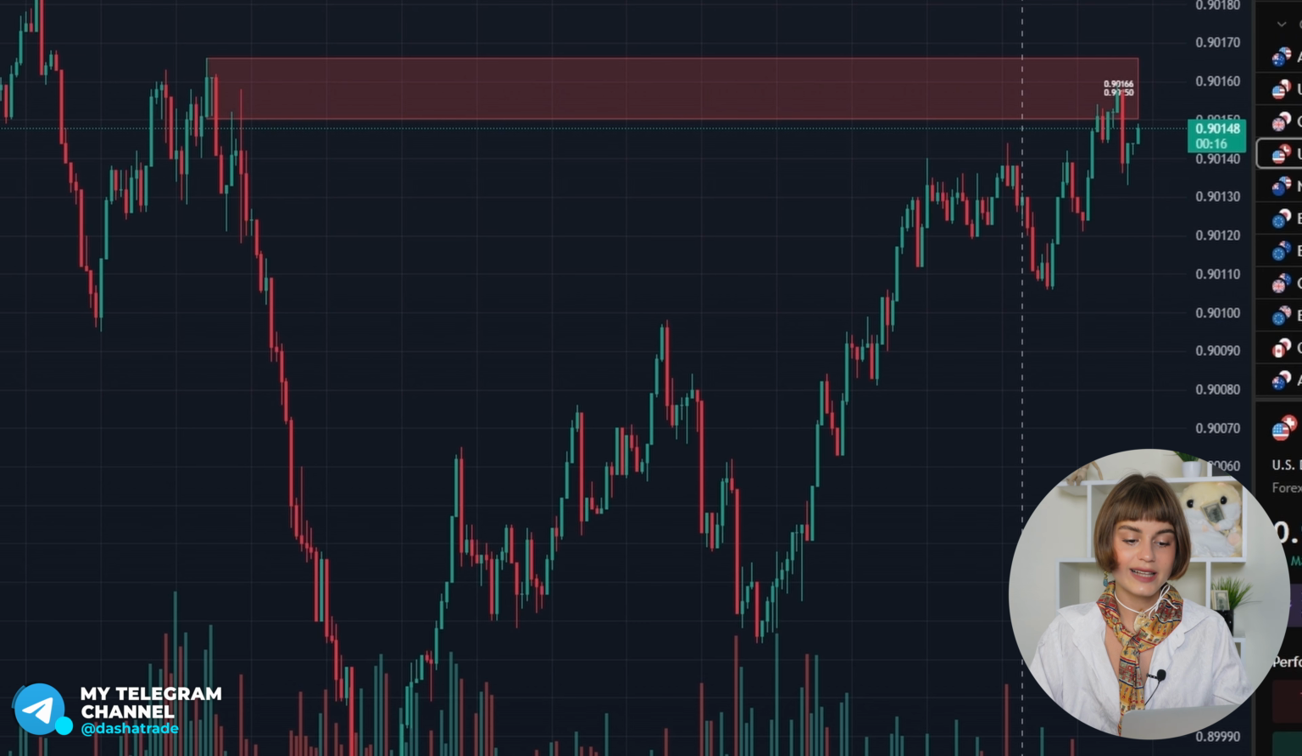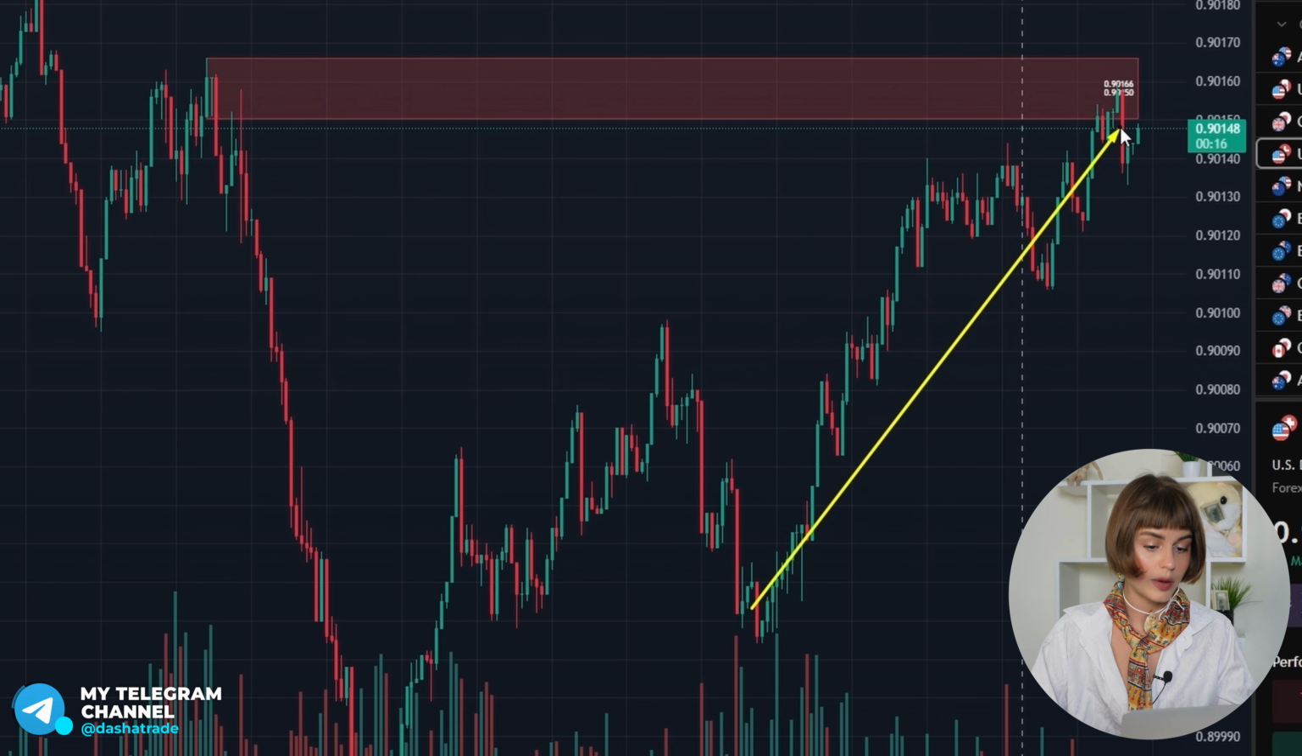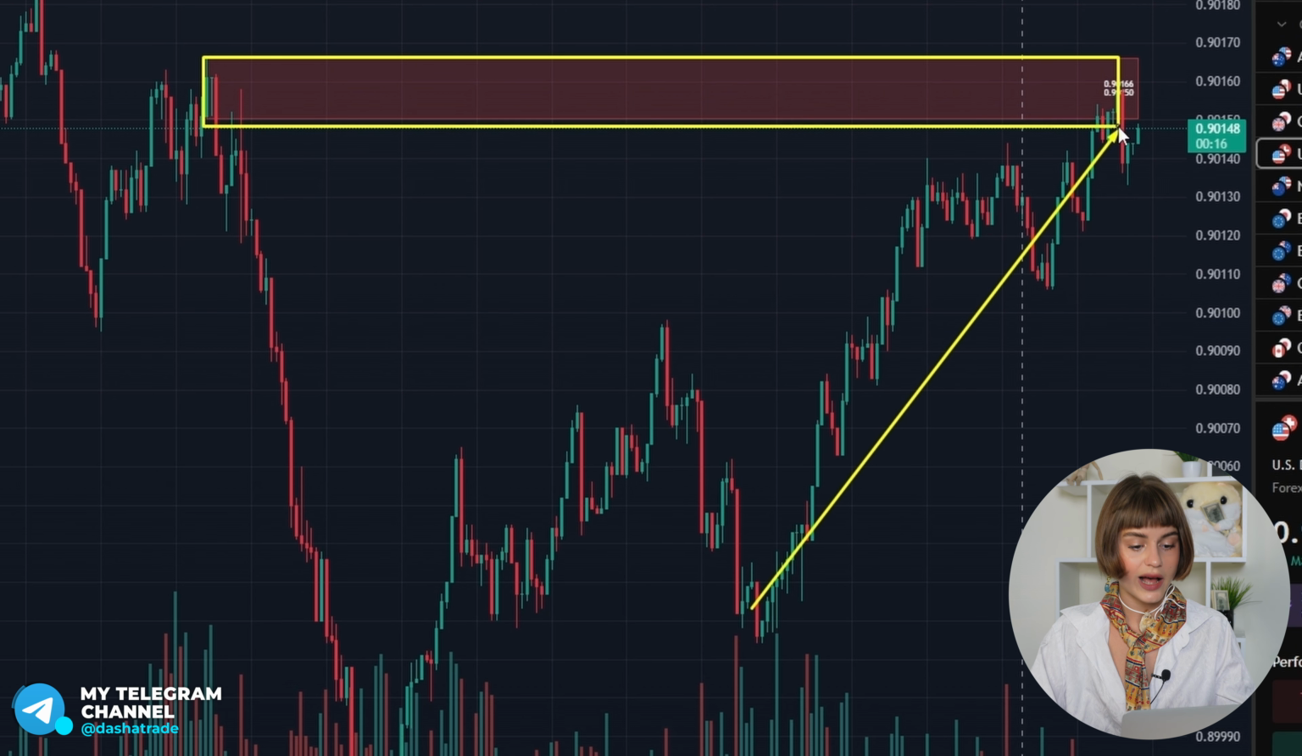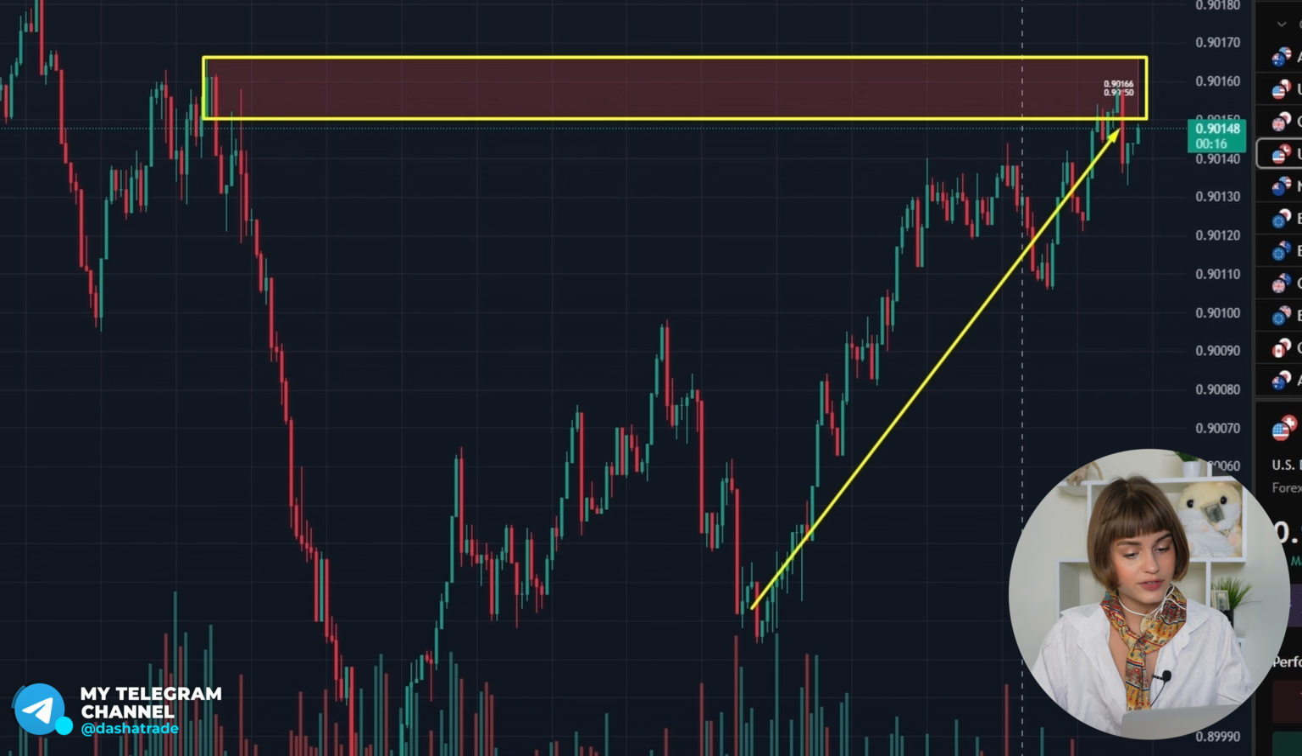Well, on the chart, I see the price has approached the resistance level at this moment. In addition, I can also note this level is very strong because we had a very impulsive downward movement from this level. From this, we can conclude that there is a large seller at this level who will push the price lower.